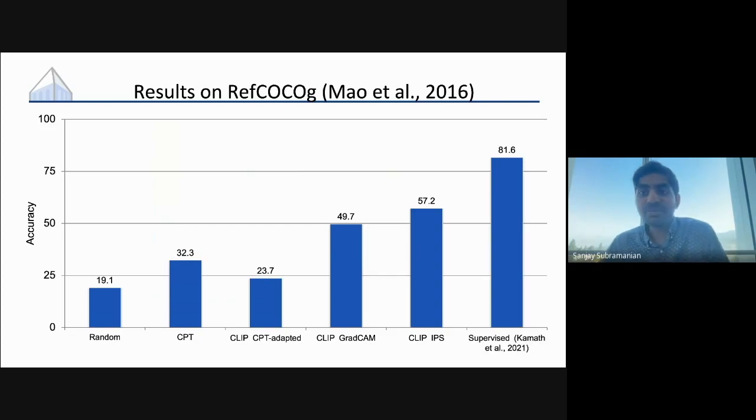And of course, if we look at a supervised method that's been trained on this dataset, which I've shown here on the right side, obviously we don't perform as well as this, because our method is a zero-shot method and this is a fully supervised method. But at least we can see that we've closed the gap significantly between these previous methods and the supervised method.